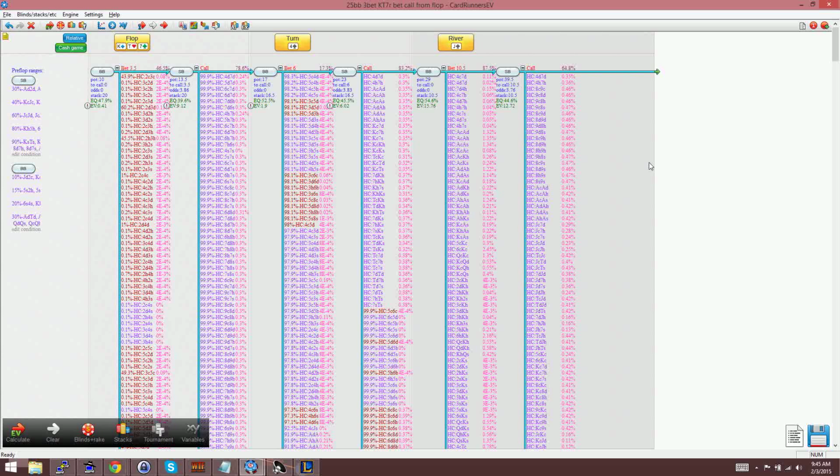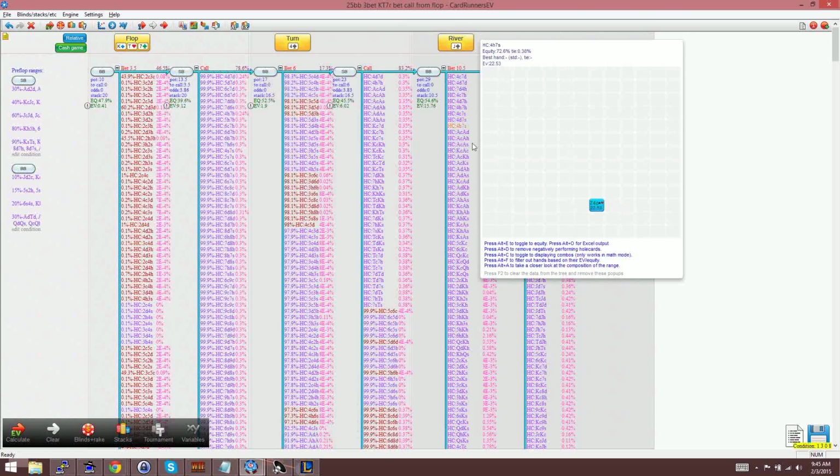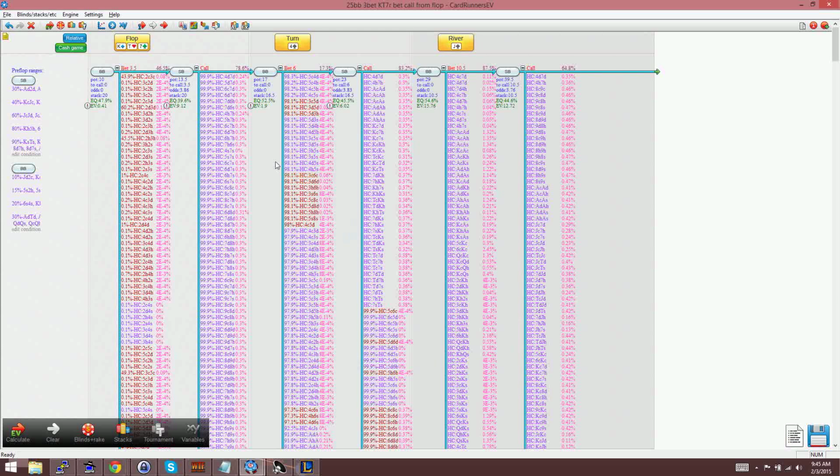So if we actually want to test that in CREV, what we've done here is we put in the GTORangeBuilder strategy. CREV can't do full maximally exploited play computations. It can't say for every possible turn card, for every possible river card, where you're playing different strategies depending on those turn and river cards, what does a maximally exploitive line look like? You can't even load that full strategy tree into CREV. But what it can do is compute maximally exploited play on the river.